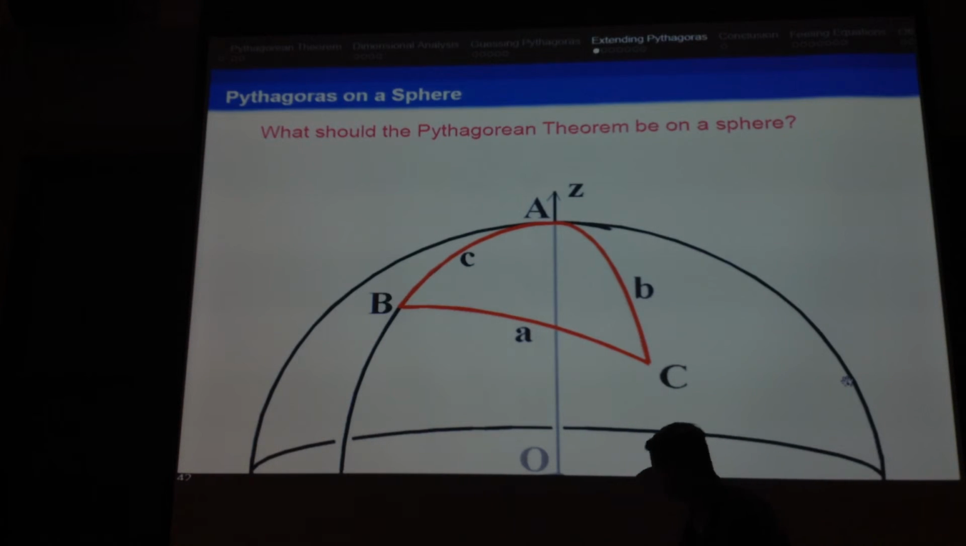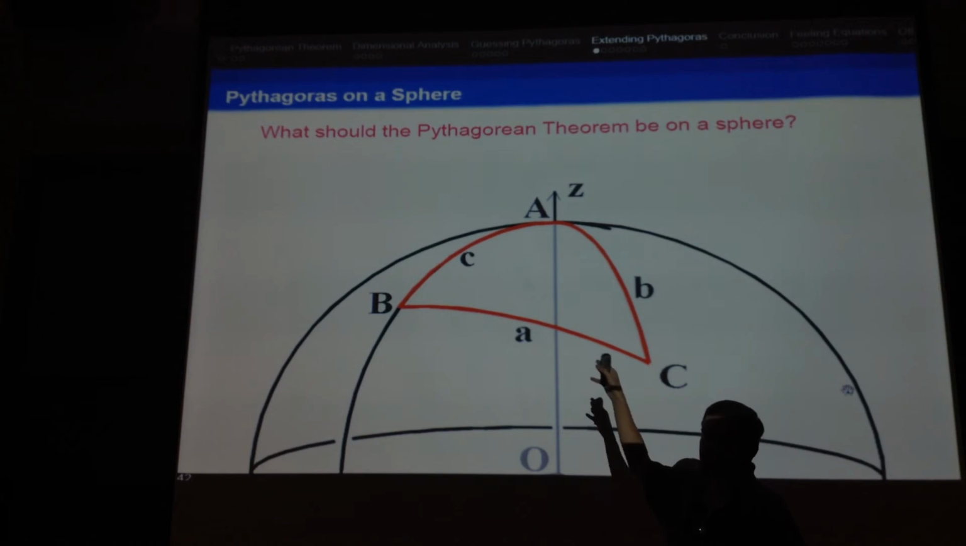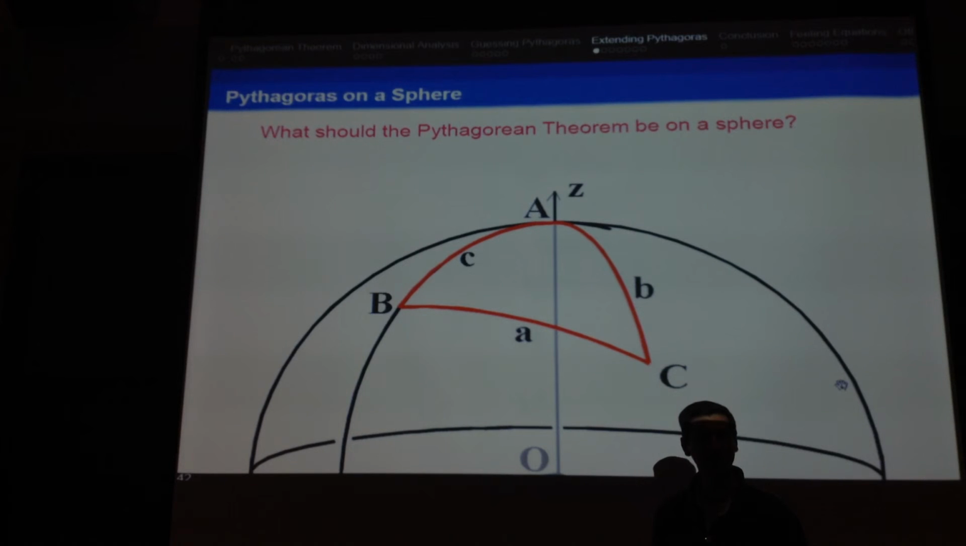So here is a sphere. I've zoomed in. Somewhere down here is the credit to where the image was drawn from. And I've drawn a triangle on a sphere. Do you think that there will be a relationship between the arc lengths? And if so, what would that relationship be? And again, I can take a right triangle. Should there be a relationship?